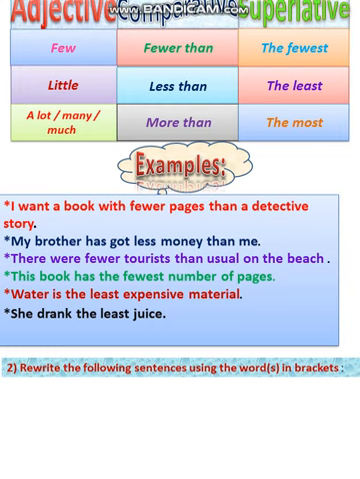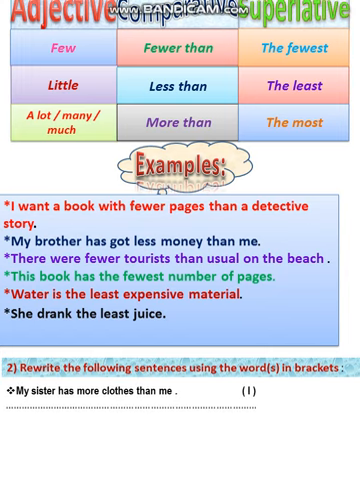I'd like you to answer this question. Rewrite the following sentences using the words in brackets. Number 1, my sister has more clothes than me. I'd like you to use I or start with I. Try to answer. I'll answer number 1 with you and give you the chance to answer the next 2 sentences.